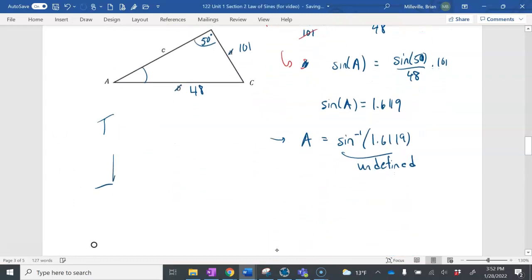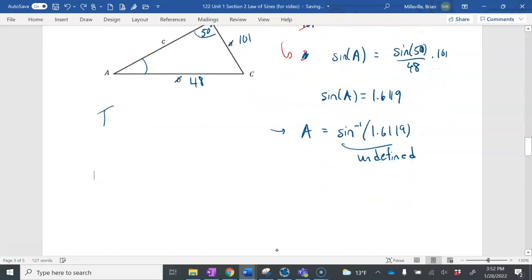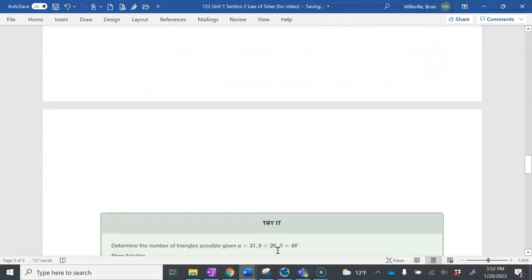Sometimes my wrist with the keypad gets in the way here. This is impossible. There's no triangle with those side lengths and those angles. That's fine. So that's one of the possibilities. We could get one triangle. We could get more than one. The next example we're going to look at is the possibility where we might get more than one.